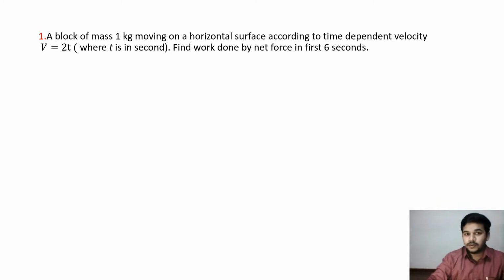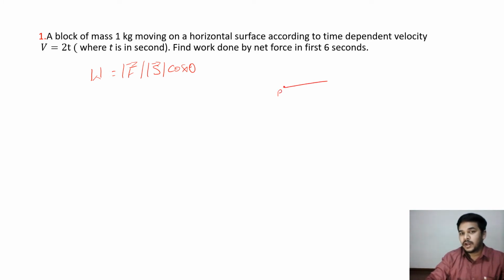In the last class we learned that the work done by a constant force can be written as the magnitude of the force times the magnitude of displacement times cos theta, where theta is the angle between force and displacement. Think of a particle P, where this is the displacement of the particle and this is the force acting on it. This displacement S has been produced as a result of the applied force, and the angle between them is theta. So the work done will be |F| |S| cos theta.